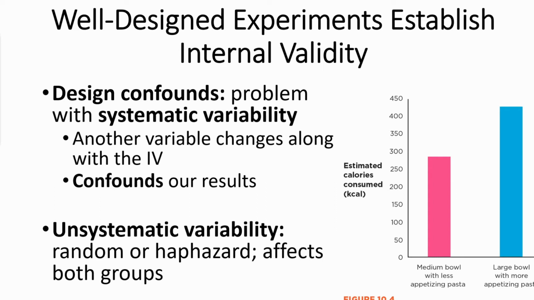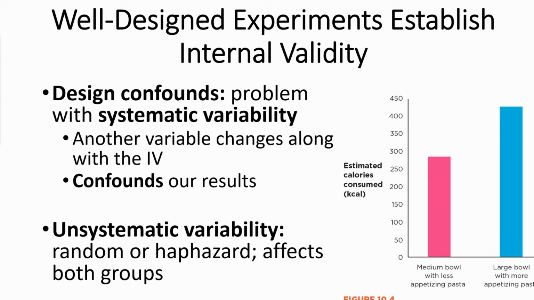So an example in our pasta study would be we could have had a confound if the different groups also received different kinds of pasta. So if our large bowl group also received more appetizing pasta, maybe it's a better kind of pasta than the medium bowl group, then that could cause a problem. That would be a confounding variable. If that was the case, we couldn't quite be sure if it was the bowl size or the pasta quality that was actually affecting how much pasta the participants were eating.